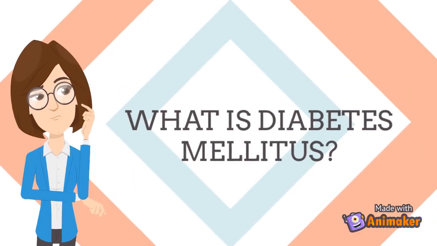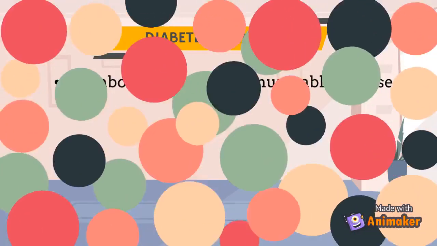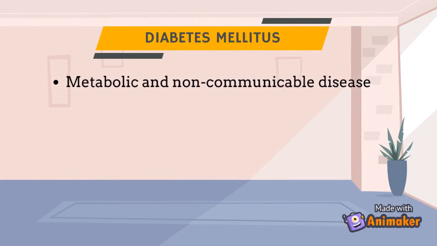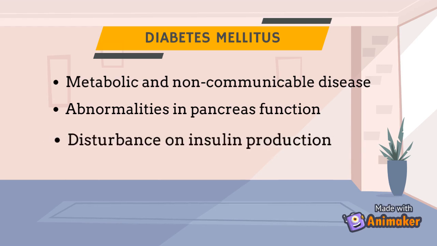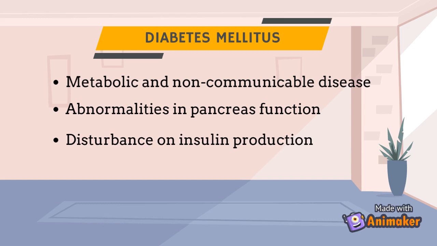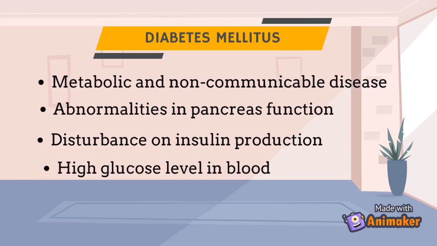What is diabetes mellitus? Diabetes mellitus is a metabolic and non-communicable disease that correlates with abnormalities of pancreas function. It is caused by multiple factors such as a sedentary diet and unhealthy lifestyle. However, a person can also suffer diabetes mellitus genetically from damage of the beta cells that disturbs insulin production. This will cause trouble in transporting glucose, thus making the blood glucose level increase.